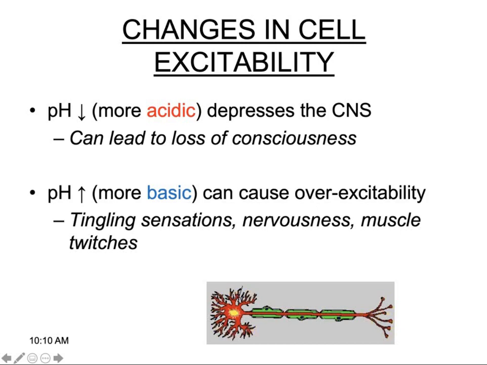As you are aware from your understanding of the CNS, when the pH is decreased, or in other words, when it is an acidotic environment, it depresses the CNS, and that can lead to unconsciousness. Similarly, in a basic or alkalotic environment, when the pH is higher, it can cause overexcitability. As you saw in the last seminar, there will be tingling sensations, nervousness, and muscle twitches.